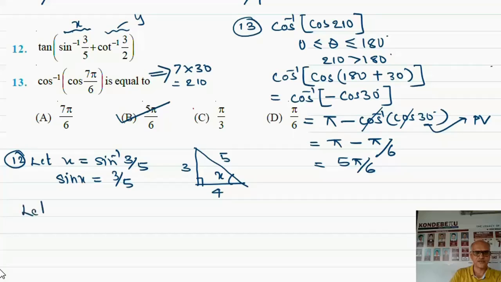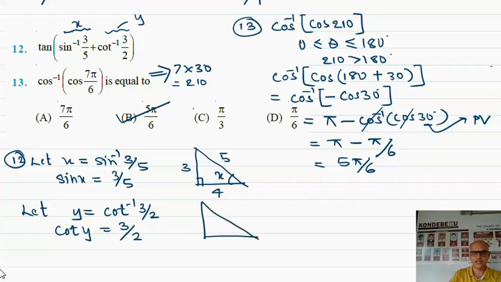I will take the second one as y. Let y is equal to cot inverse 3 by 2. Therefore cot y is equal to 3 by 2. Again I will have a triangle with angle y, with sides 3 and 2. If you want to calculate the hypotenuse, 4 plus 9 is 13, so this is root 13.